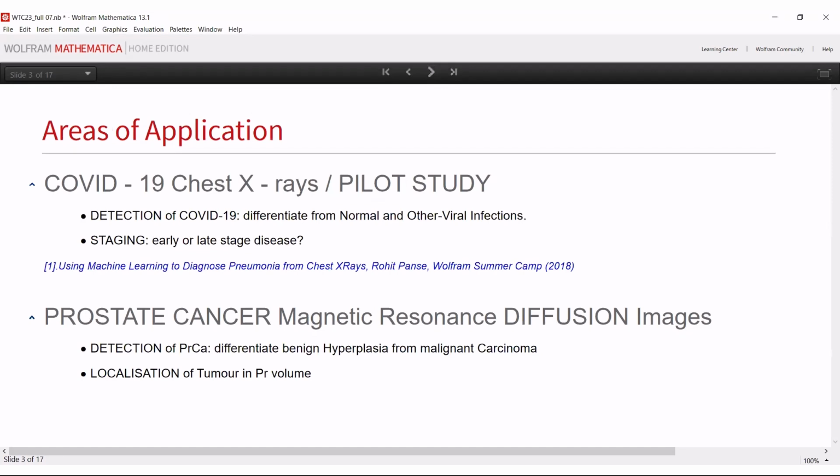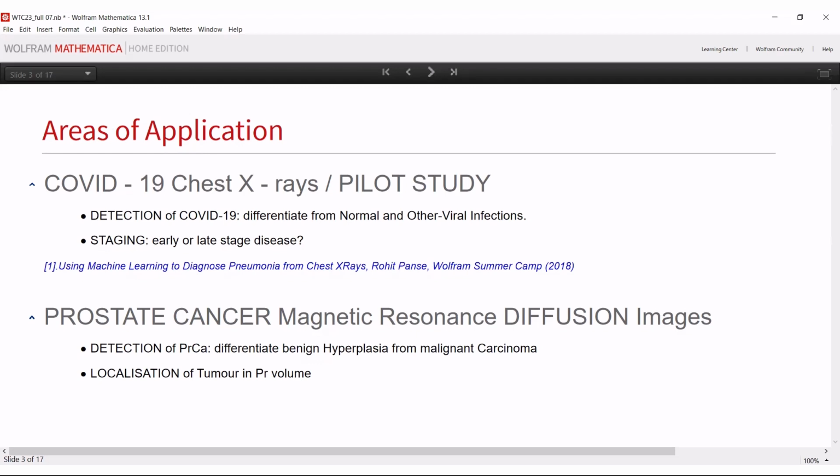Well, we have previously presented our work on COVID-19. This was a pilot study to assess the suitability of undertaking deep neural network training in our particular tertiary environment. This was proposed really on the success of previous work undertaken by one of your students at the 2018 Wolfram summer camps, where they successfully differentiated viral pneumonia from bacterial pneumonia in chest x-rays. So kudos to Rohit and the summer camps.